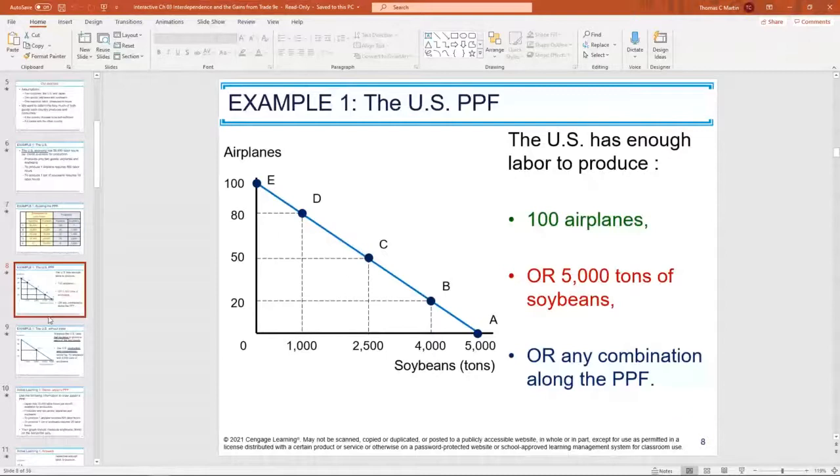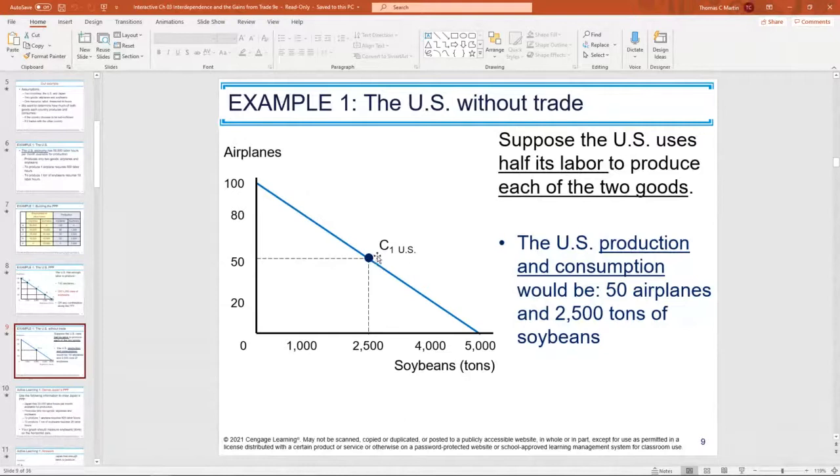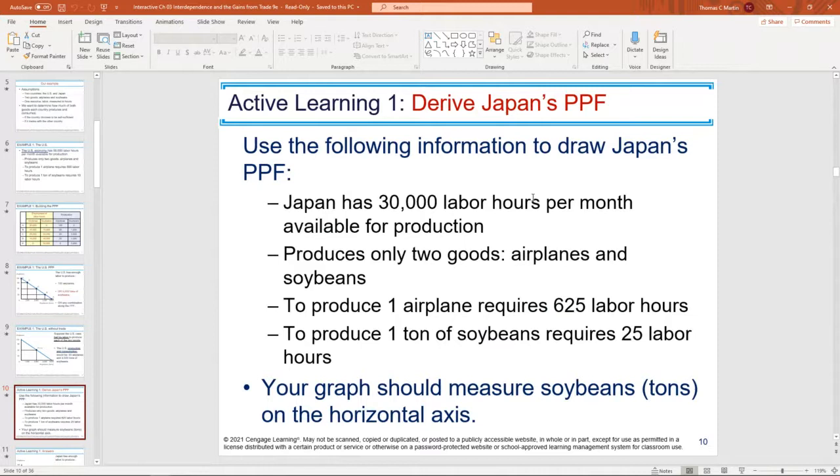Suppose the U.S. uses half of its labor on airplanes and the other half on soybeans. That means, and that's what we desire to consume, 50 airplanes and 2,500 tons of soybeans. If we look at another country and bring them into the equation, because we've looked at one country, the U.S. with 50,000 hours of labor. Japan only has 30,000 hours of labor, but their resources are different to some degree. You know, their equipment, the facilities, technologies, they're all a little bit different.